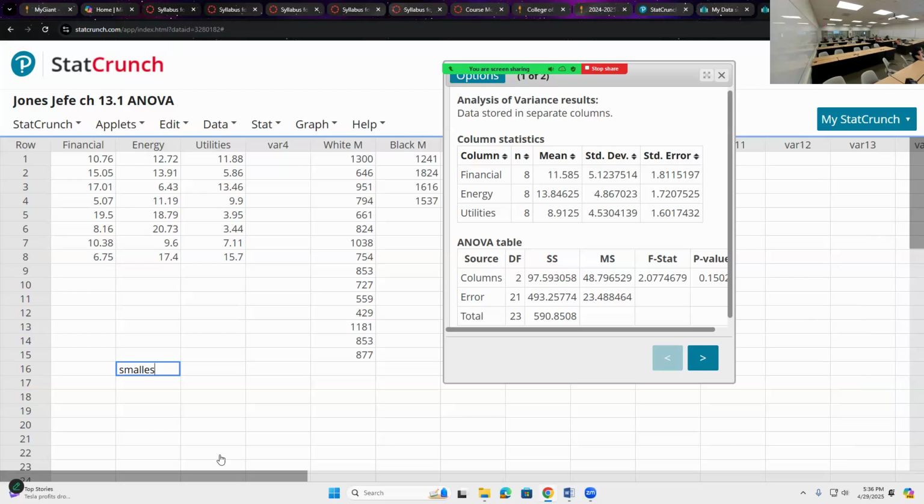So, the smallest deviation needs to be less than... I need to do this in two boxes. This is the largest deviation. The largest deviation is less than 2 times the smallest deviation.